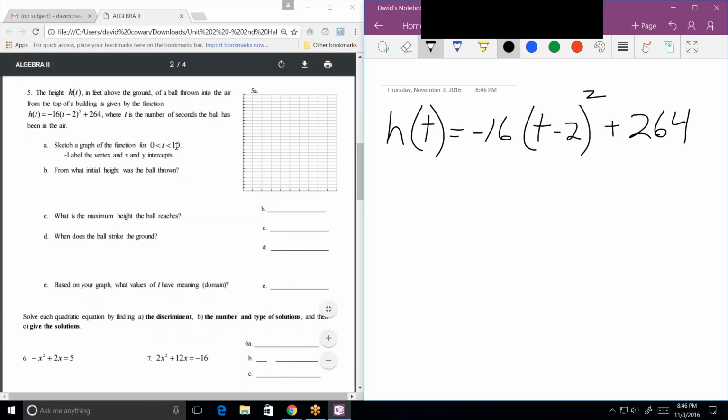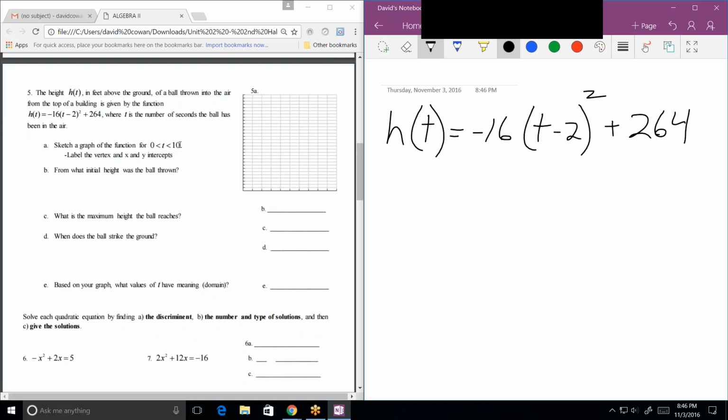Sketch a graph of the function from 0 to 10 and label the vertex, X and Y-intercepts. Well, notice it's in vertex format. So what's the vertex? That's A. That's H. Okay, all right.